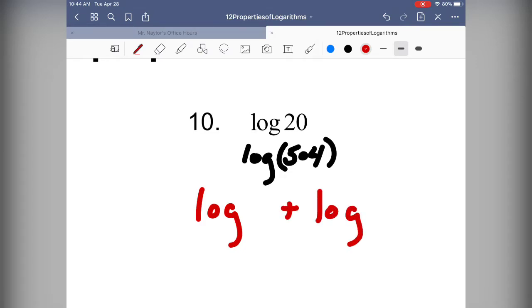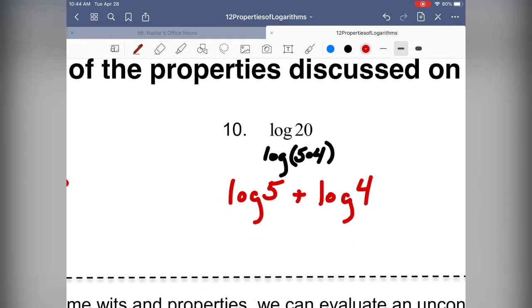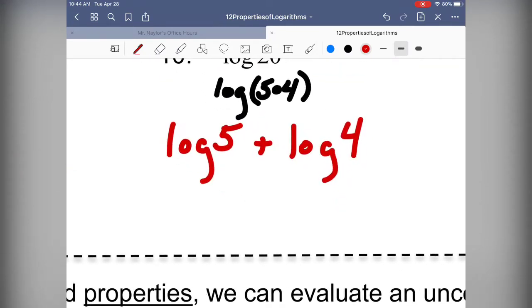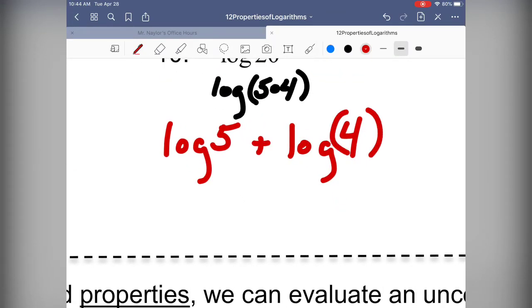And of course, the only question is, what do I want to add? Well, I'd want to add a 5 and a 4. So I've got the log of 5 plus the log of 4. Now, you ready? Interesting. You can think of the number 4 as 2 numbers, right? You can think of it as 2 times 2.